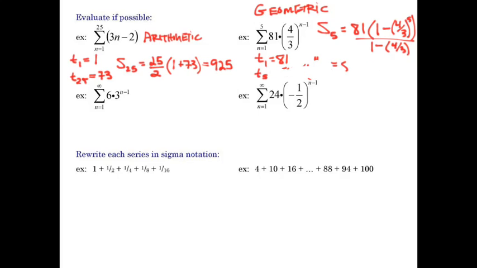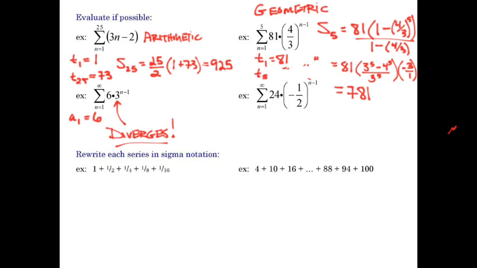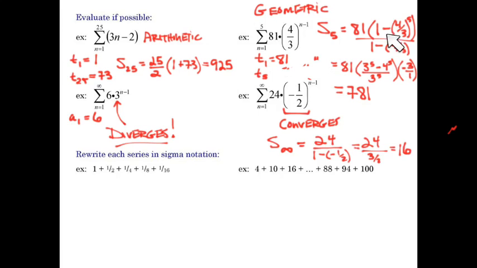This one down here, as we get our values, A1 is 6, it's going to infinity, and we have to think about, is my R value going to diverge or converge? Well, in this case, it's bigger than 1, so it's going to diverge, so there's no value that we can get for that. This one, again, is infinite, but my R value is less than 1, so it's going to converge, and it converges with the formula of our first term over 1 minus our R value, so it's even easier than the one up here, because we don't have to worry about that 1 minus R to the n power.